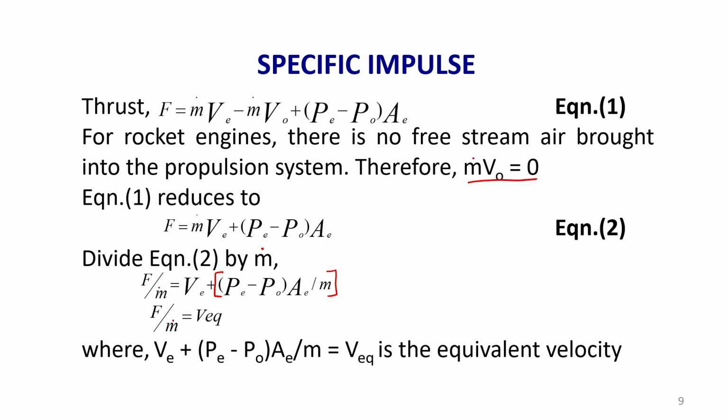The first term m dot into V by m dot will get cancelled. So, the right hand side I am writing as equivalent velocity, where equivalent velocity is equal to V e plus this term P e minus P naught into A e by m dot. Of course, this bracket is not required, but sometimes it may be confusing whether this summation term is only for the numerator, it is this entire term. So, this is the equivalent velocity. So, now from this find out F is equal to m dot into equivalent velocity. I have brought the mass flow rate term to the right hand side.